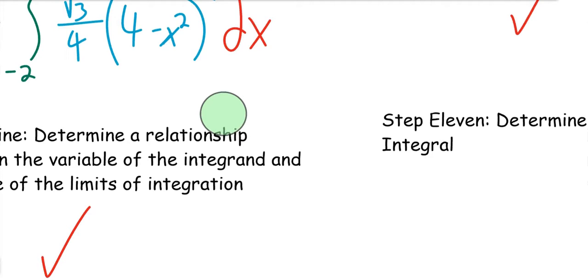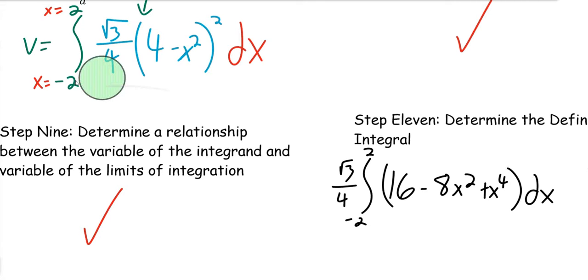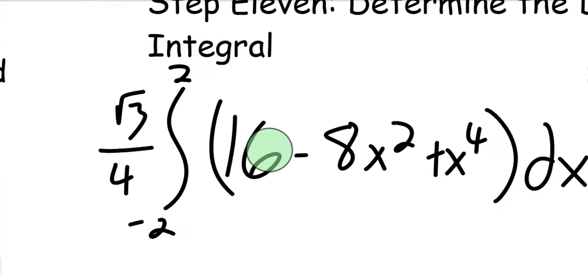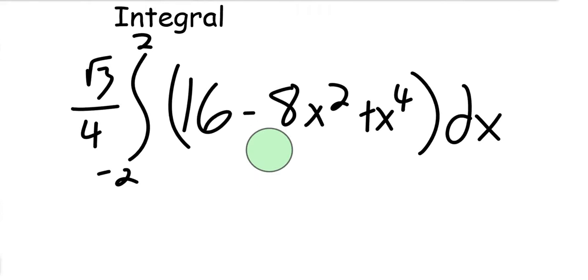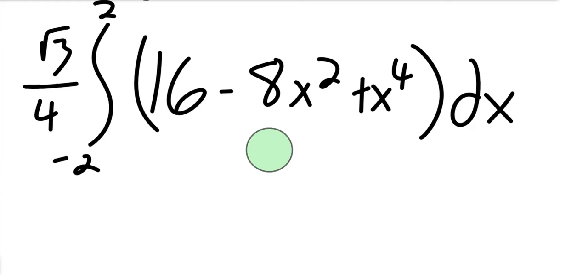So again, we can't integrate this unless we expand this binomial, which is what I'm going to do right now. Okay, so the first thing I did was just pull out the square root of 3 over 4 in front of the integral, and then just expanded this binomial. It's going to give us 16 minus 8x squared plus x to the 4th. So now we can actually integrate it, without having to do any kind of special integration method. So I'm going to go ahead and do that right now.